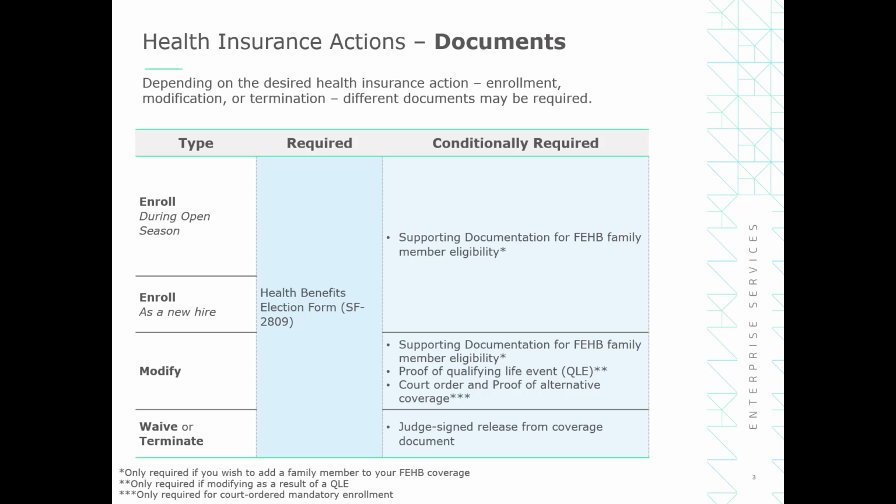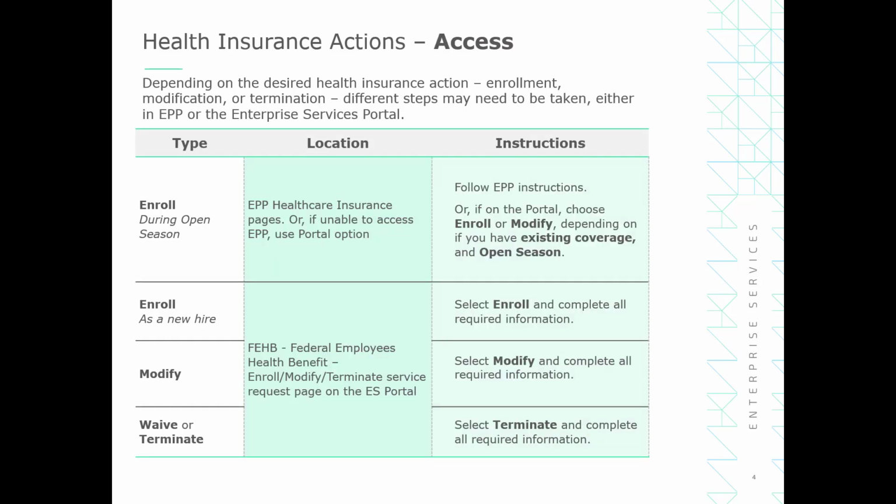If you want to add a family member who was not previously on your health insurance, you will need to submit supporting documentation to prove their eligibility. If you experienced a qualifying life event and are modifying your coverage as a result, you will need to submit proof of that QLE. If you received a mandatory enrollment court order requiring that you, as a federal employee, provide health benefits to one or more of your child or children, you will need to submit that court order or proof of alternative coverage.